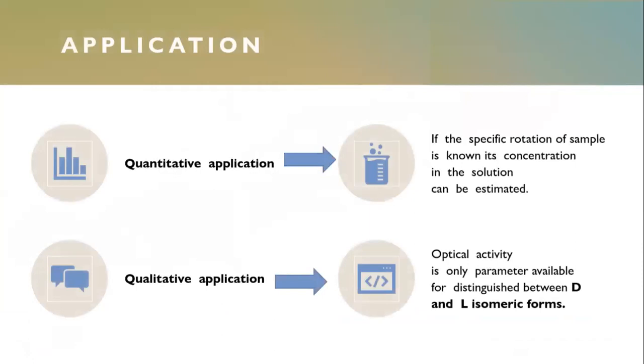Applications: quantitative applications and qualitative applications. Quantitative applications: if the specific rotation of a sample is known, its concentration in solution can be estimated. Qualitative applications: optical activity is the only parameter available to distinguish between dextrorotatory and levorotatory isomeric forms.